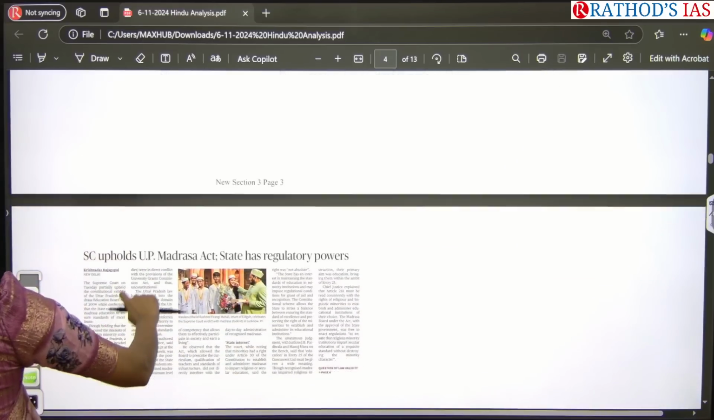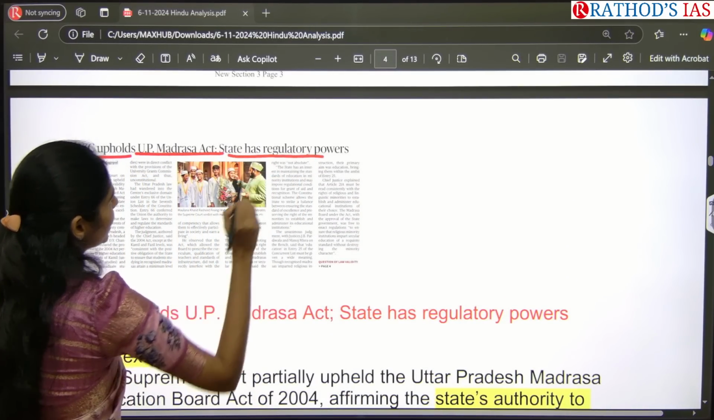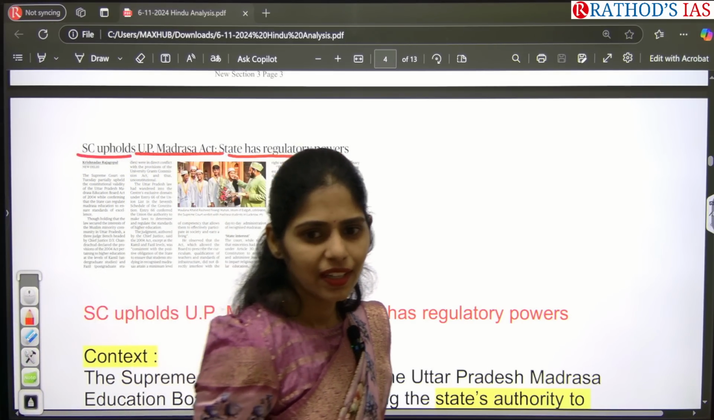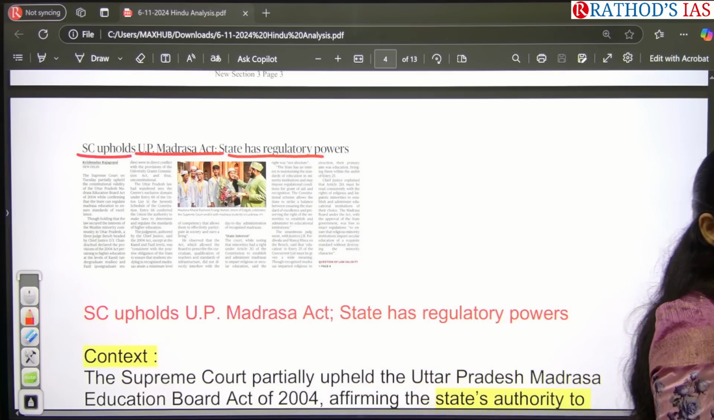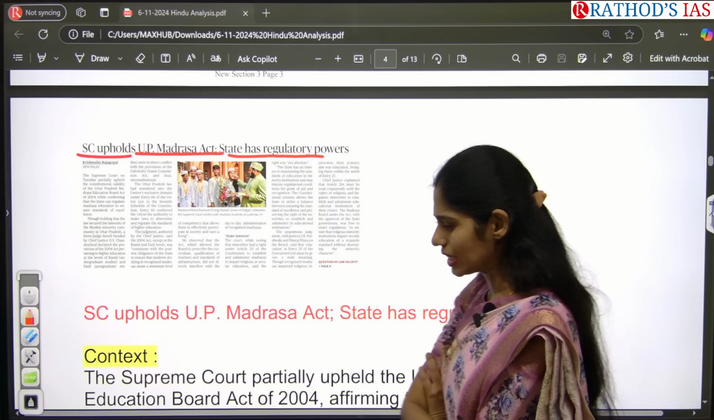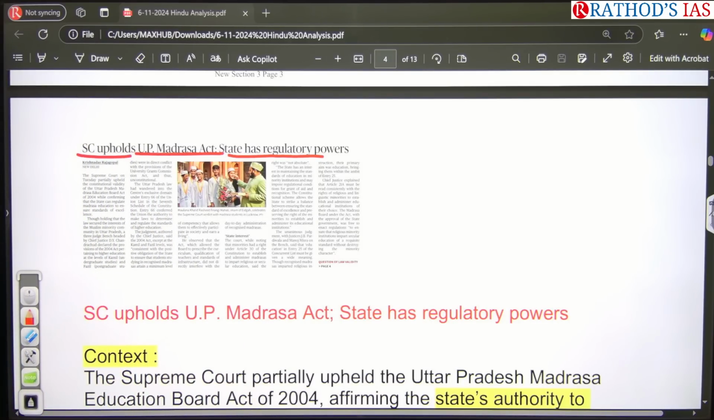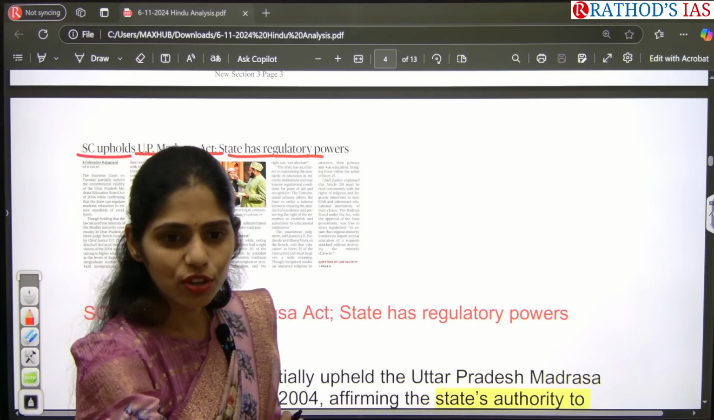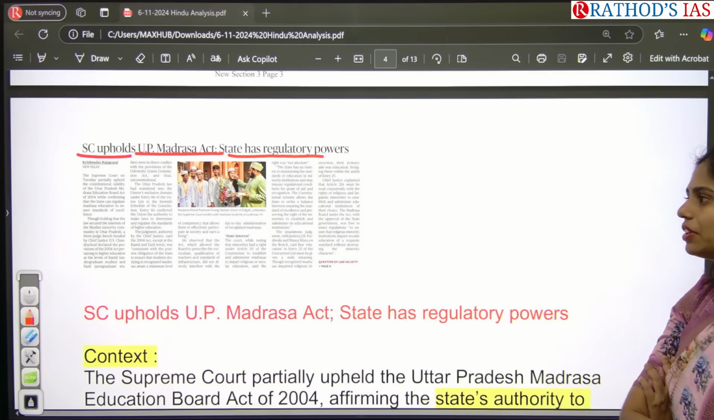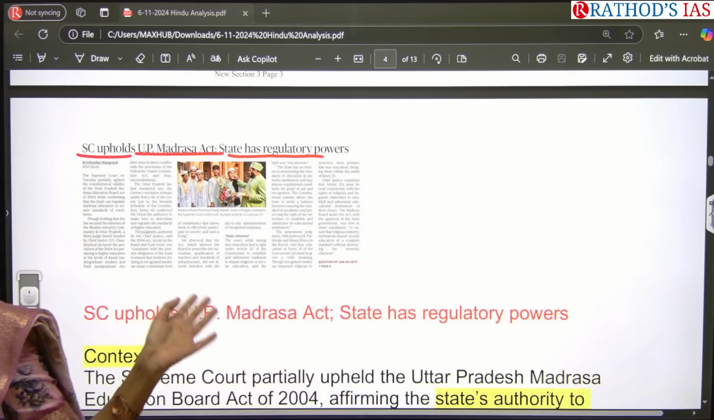Say this article: Supreme Court upholds UP Madrasa Act, state has regulatory powers. So what are these madrasas? Islam. Minority education institutions. So what is the recent case of this UP Madrasa Act? UP came up with an act where it wants to control education in these madrasas. Finally, the Allahabad High Court gave the judgment, and this case was moved to the Supreme Court. And now the Supreme Court gave the judgment.